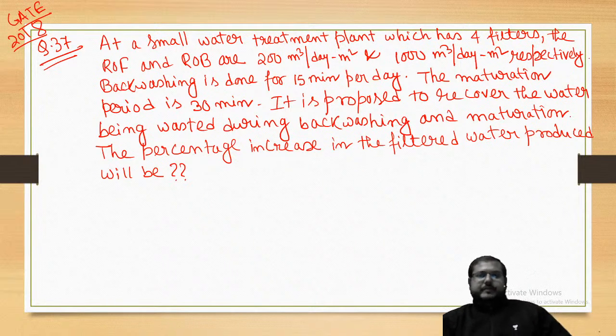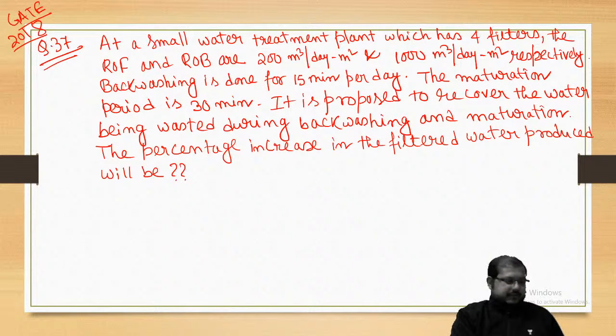A small water treatment plant features four filters. The rate of filtration and rate of backwashing are 200 meter cube per day per meter square and 1000 meter cube per day per meter square respectively. Backwashing is done for 15 minutes per day. The maturation period is 30 minutes. It is proposed to recover the water being wasted during backwashing and maturation. The percentage increase in the filtered water produced will be.